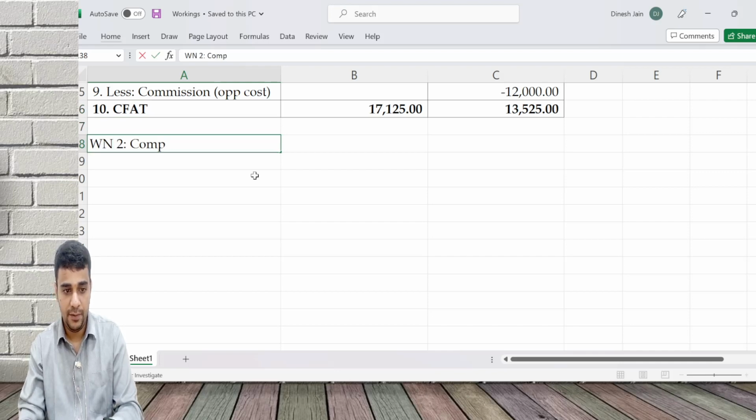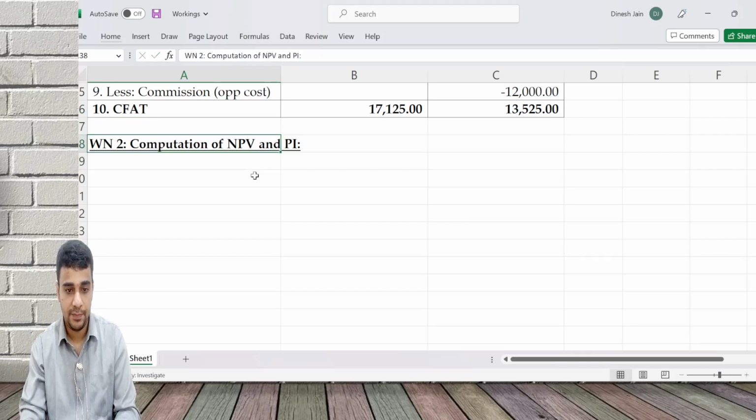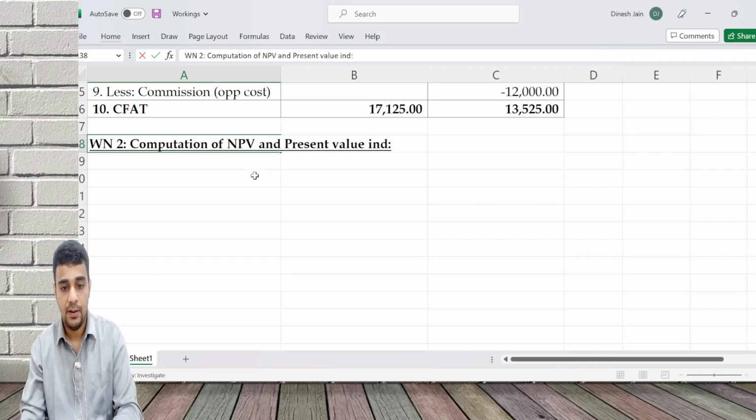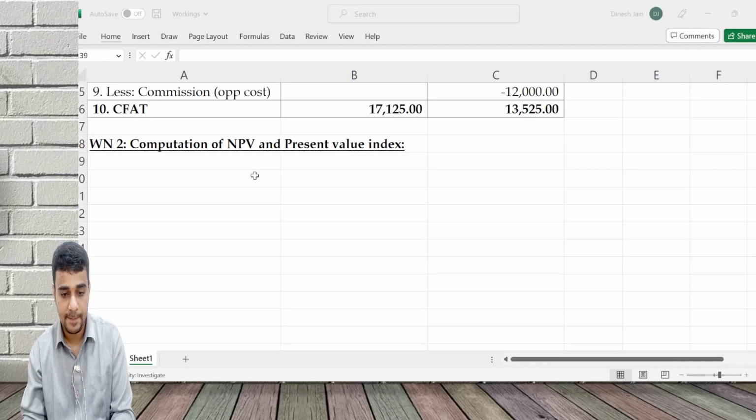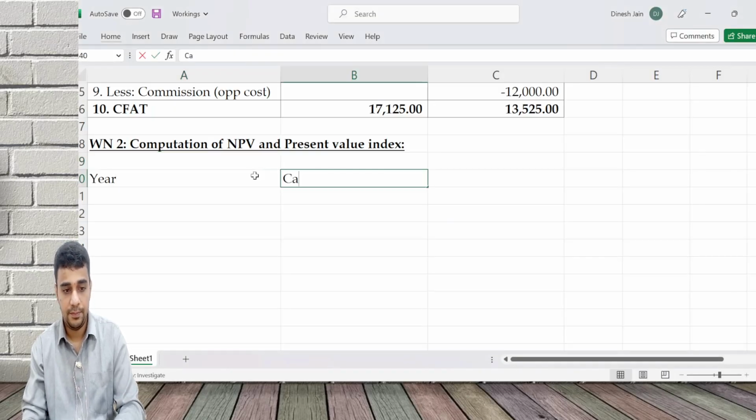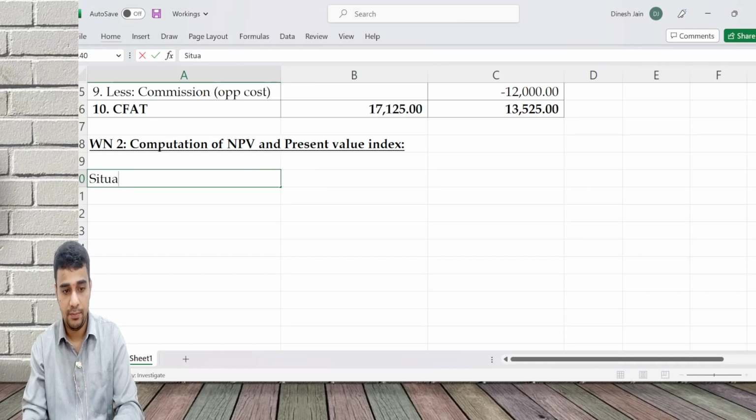Computation of NPV and profitability index. Present value index is profitability index. Let me use the word present value index itself. The name is present value index, which is technically profitability index. Here, situation A, commission is before tax.